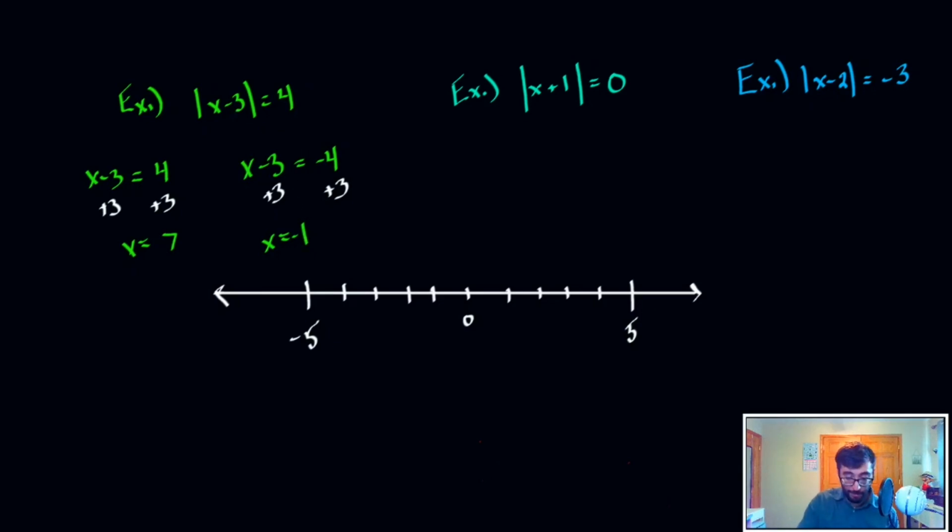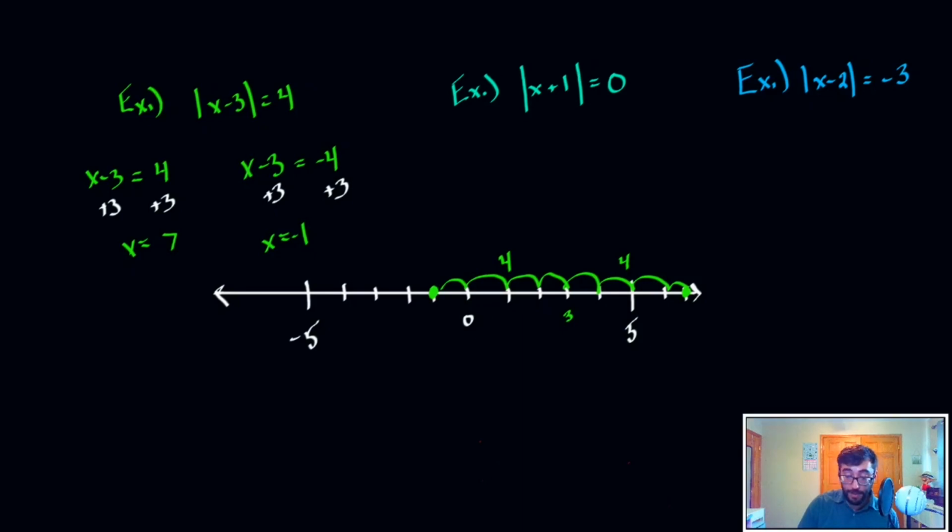If you don't believe me, we can plot that on the number line here. We got -1 as an answer. There's 7, and we got 7 as an answer here. Well, if we count this out, we got 1, 2, 3, 4. That number right here is 3, and 1, 2, 3, 4. That number there is 3 as well. So notice that -1 and +7 are both 4 away from 3. That's what this problem is asking for. That's why there were 2 answers.